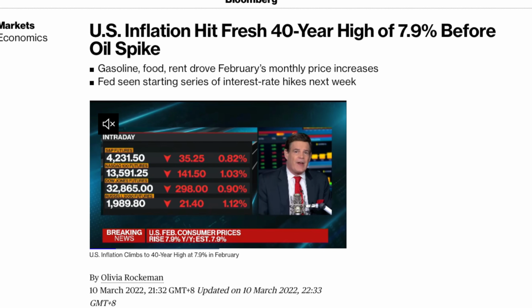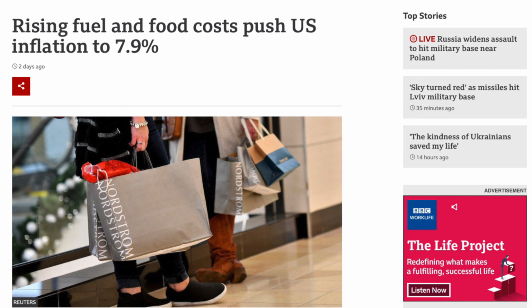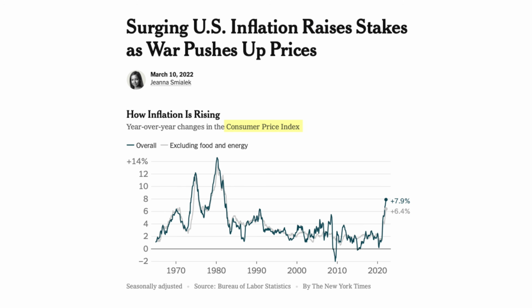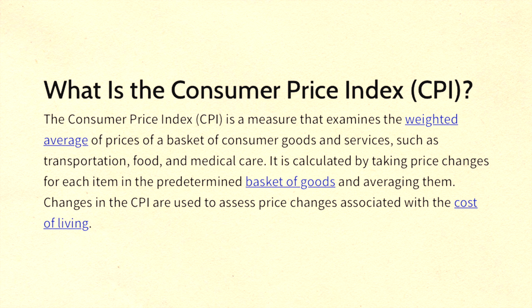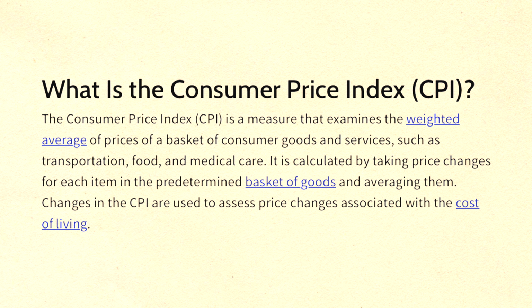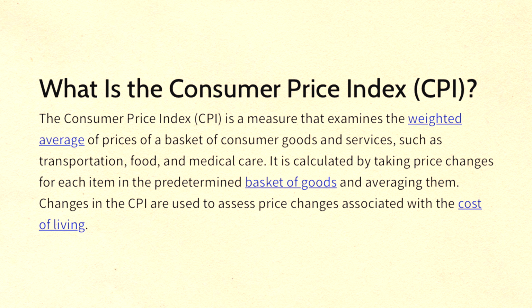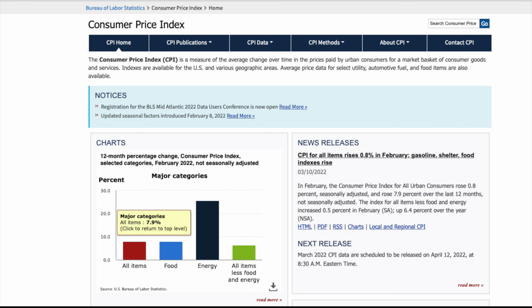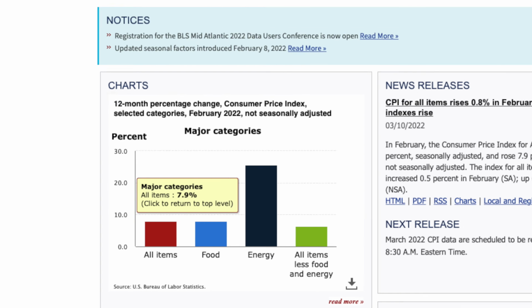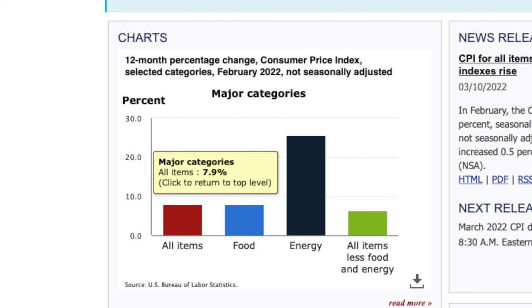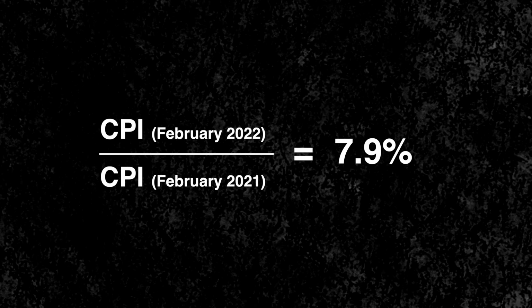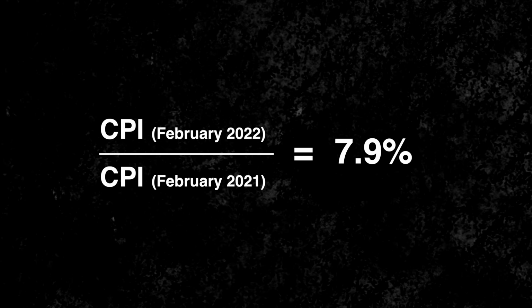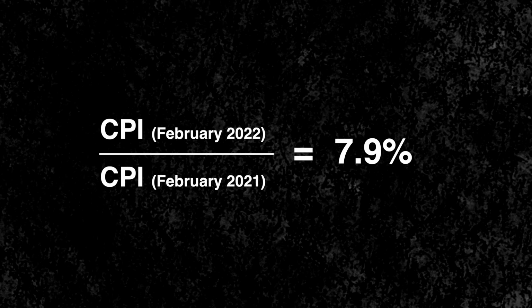CPI. Whenever we talk about inflation, or when you read the news online about high inflation, they are usually referring to the change of the CPI, which is the weighted average price of consumer goods and services such as food, transportation, medical care, and etc. This CPI data can be found on the US Bureau of Labor Statistics website. And zooming into this box here, you can see that the weighted average inflation of all items stands at 7.9% year over year as at February 2022. Or in other words, the CPI in February 2022 is 7.9% higher than the CPI in February 2021.